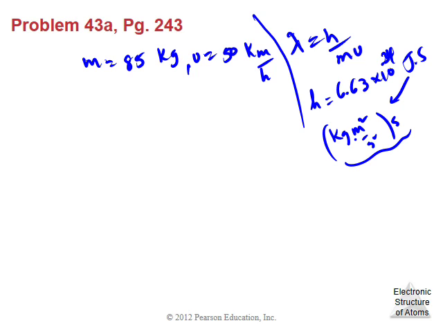So mass has to be in kilogram, and it is given in kilogram. But velocity has to be in meter per second, and we don't have meter per second. So let's now convert kilometer per hour to meter per second. Let's begin with that. So I'm going to write down 50 kilometer per hour.